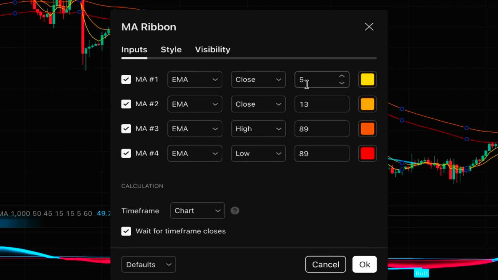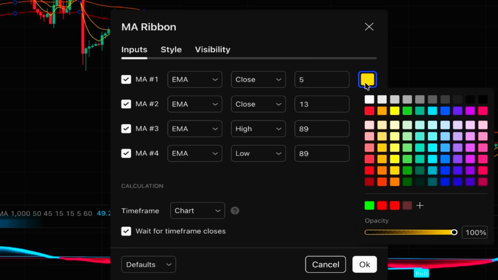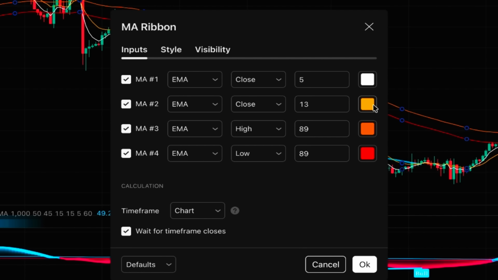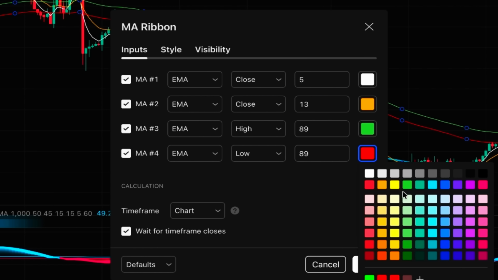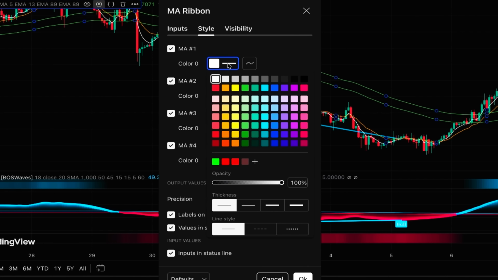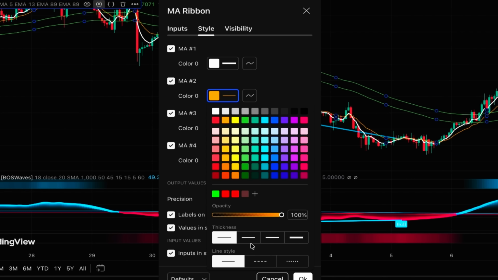Now we should change their colors. For the first EMA, we set the color to white. For the second EMA, the color should be orange. For the third EMA, we set the color to green. And for this one, also we set the color to green. And finally, we go to the Style tab and we increase the thickness of the lines so they will be better visible on our price chart.